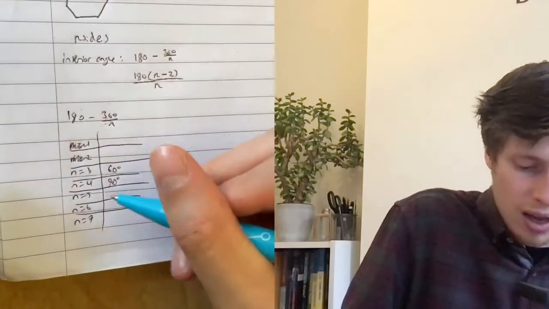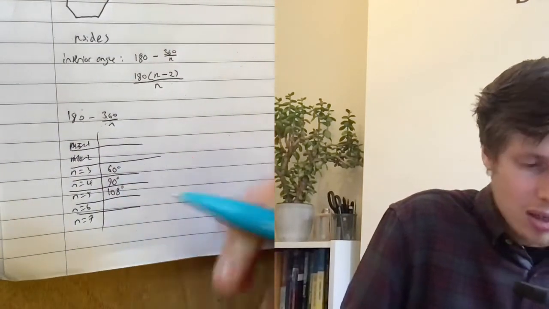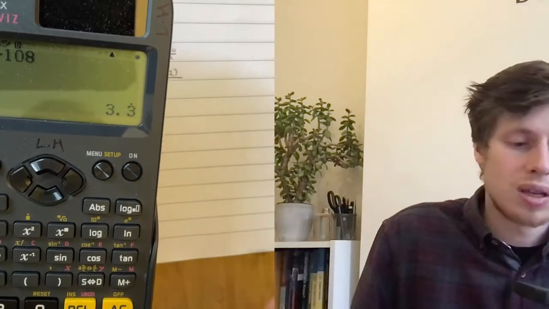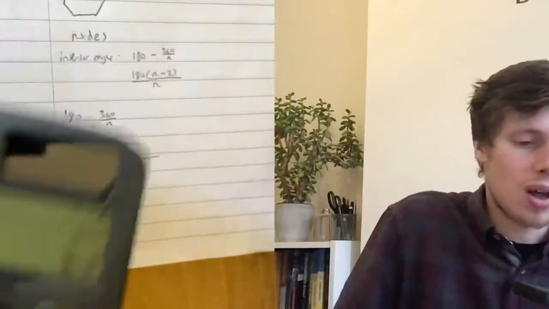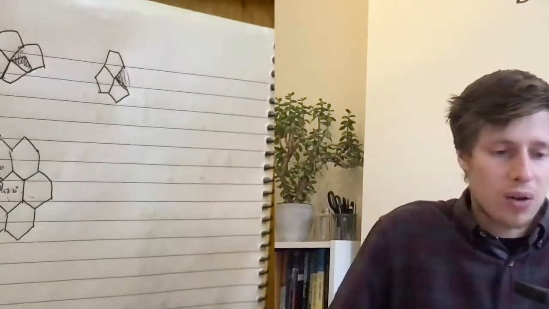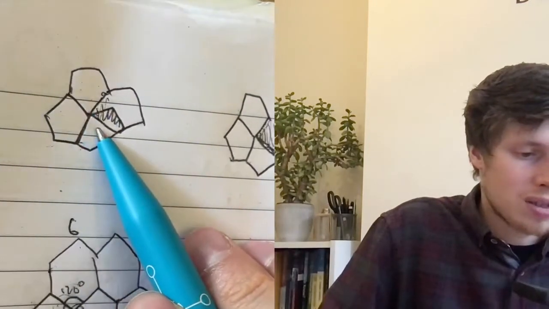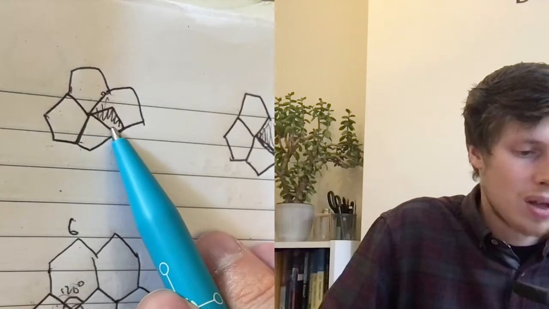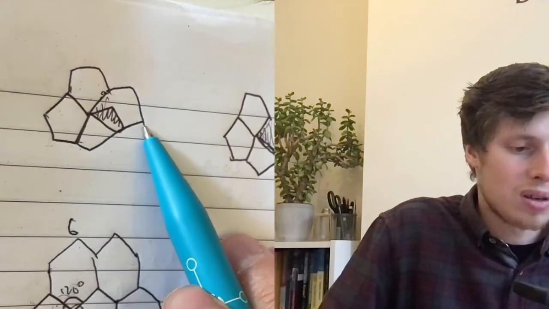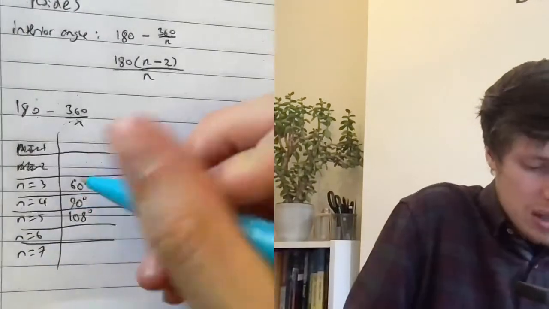That's going to give us 108. That's the interior angle of a pentagon. Now let's see how many 108s fit round a point. That would be 3.3, and we saw that earlier, right? Can you see? We could overlap 3 pentagons, but we couldn't really fit that 4th one. There wasn't quite enough room. So that's why pentagons don't work.